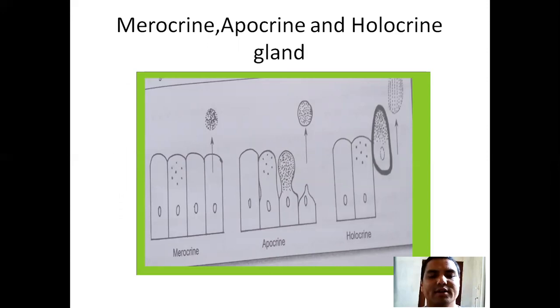Merocrine glands secrete their secretion only. Apocrine glands secrete their secretion with some part of the cell. Holocrine glands secrete their secretion with the whole part of the cell.